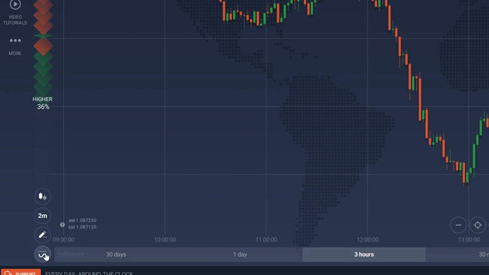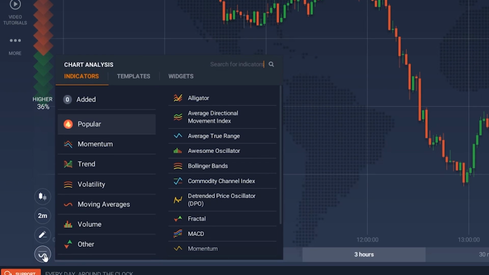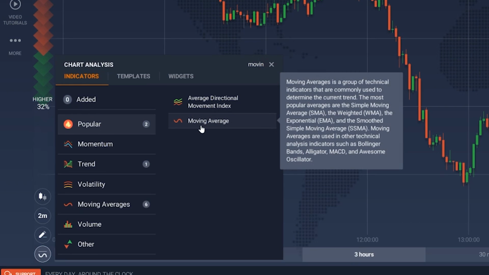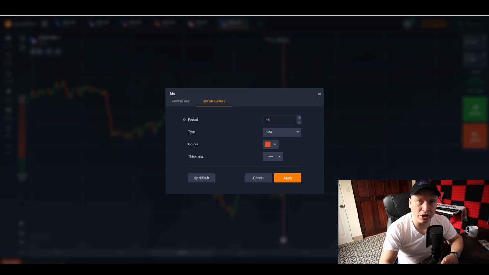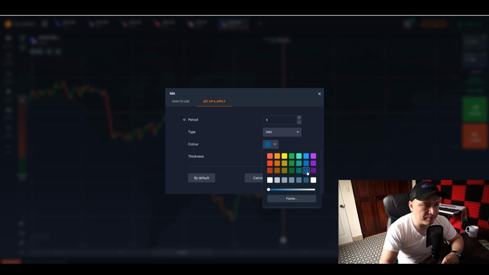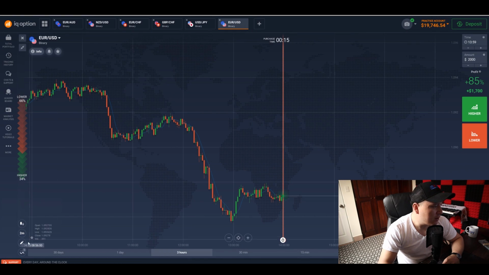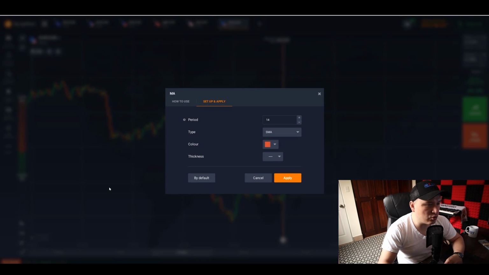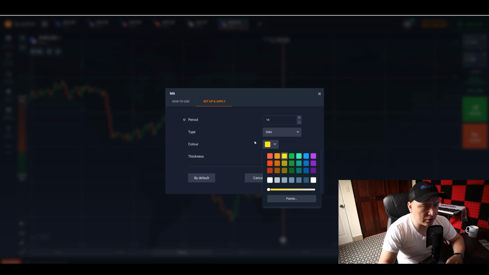Then go over here where it says indicators, click on it and look for moving average. There you go, moving average. You select it. We're going to add 3 of them. The first one that we're going to add is a period of 6, and this is a blue line. We click apply. This is SMA, simple moving average, no exponential anything. Then we add another moving average, and this one has a period of 14 and is in yellow color.